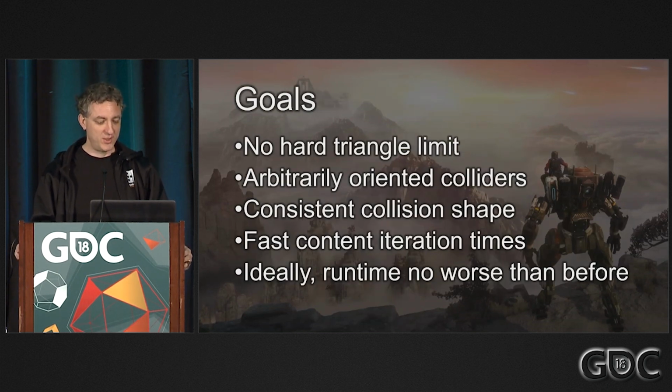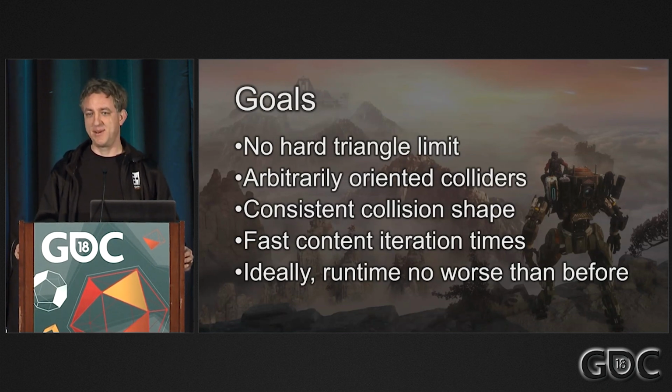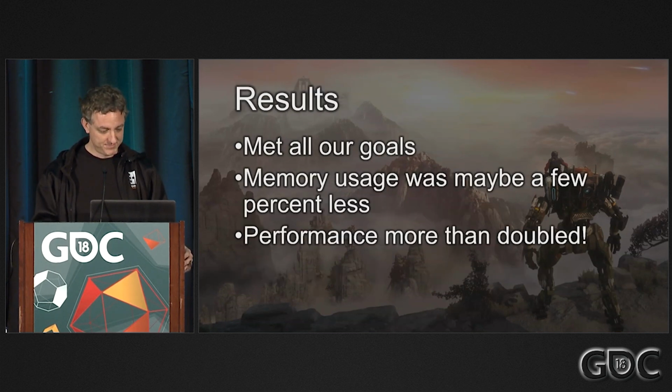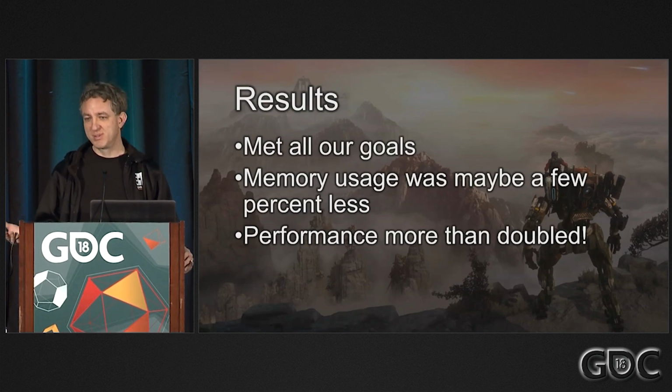So our goals were no hard triangle limit, arbitrarily oriented colliders, consistent collision shape, fast content iteration times. We don't want people waiting on this. And ideally, the game doesn't get any worse in memory or time. And we met all our goals. And memory usage was maybe a few % less, but not anything to write home about. But performance more than doubled on console, which was an unexpected benefit.